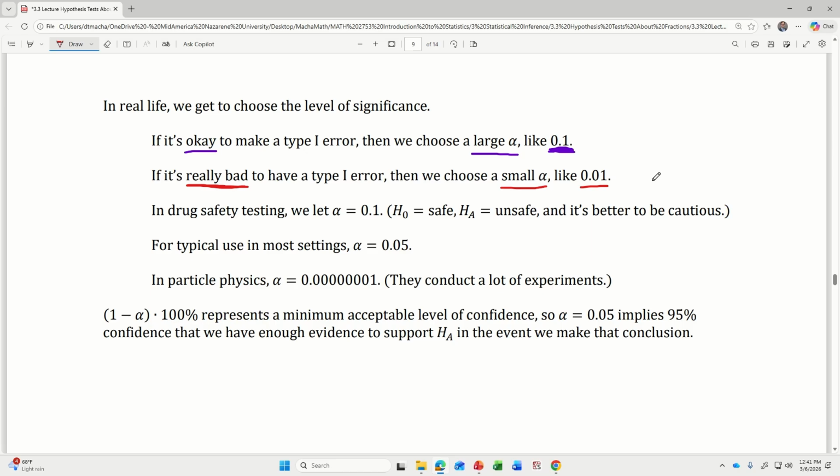In most settings, we use a level of significance of 0.05, which would correspond to 95% confidence. That's typical. Especially for fields like psychology or sociology, where it's not super hard science, but it's also not a matter of safety. In particle physics, they use a really, really small value of alpha. And the reason that particle physicists can do that is because they have the time and the money to conduct a lot of experiments and gather a lot of data, and that means they can be very, very certain about their conclusions. Okay.